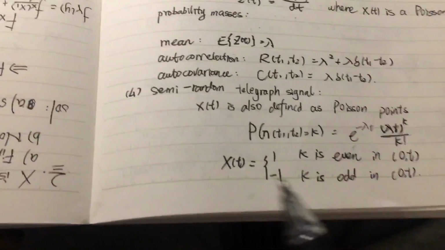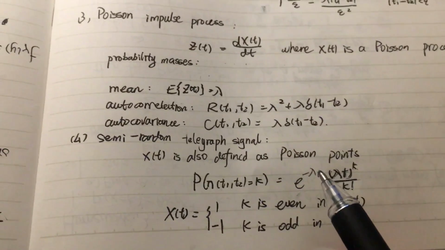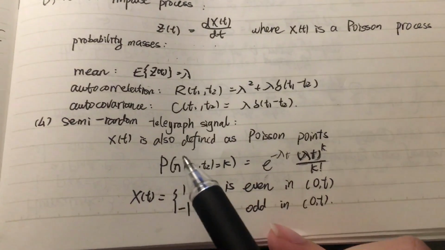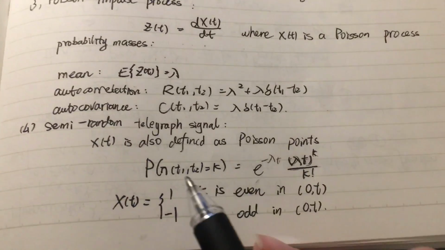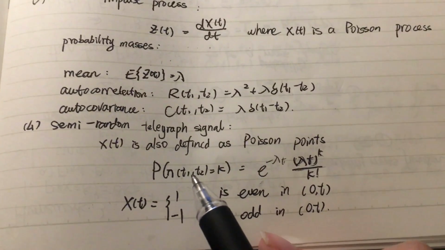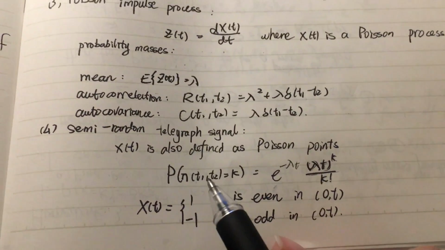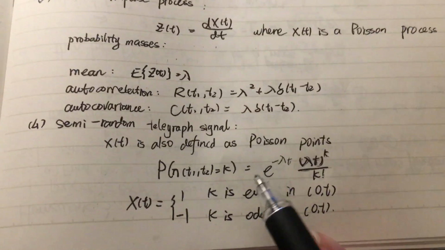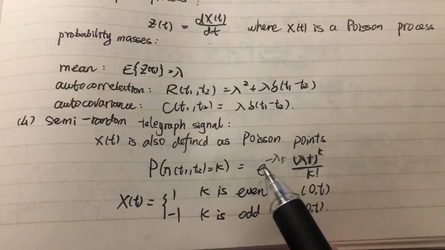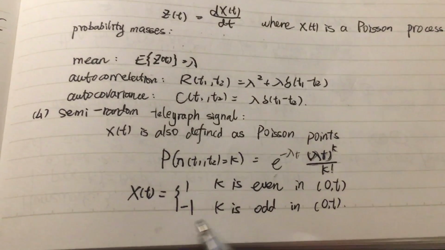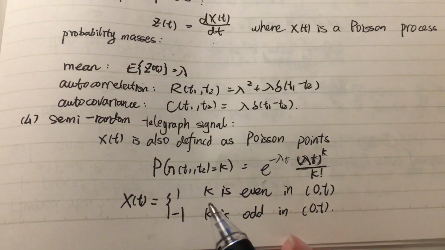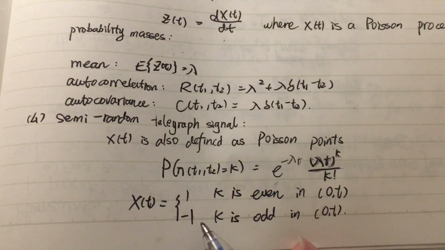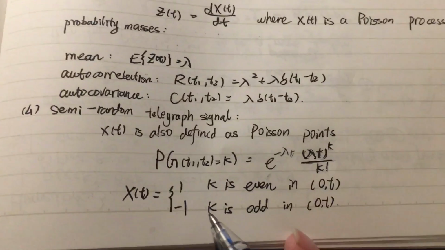And the fourth question is the semi-random telegraph signal. It is defined like this, where x of t is also defined from a Poisson process, but the probability is defined by P of N(t1, t2) equal to k is equal to e to the power of minus lambda t times lambda t to the power of k over k factorial, and x of t is equal to 1 when k is even in (0, t), and x of t is equal to minus 1 when k is odd in (0, t).